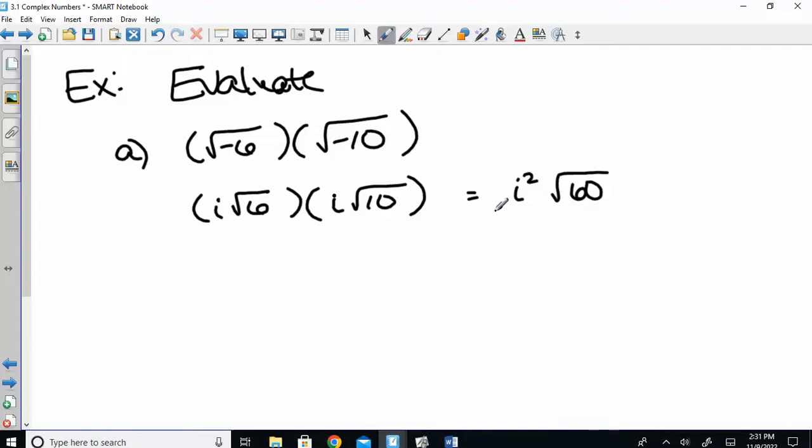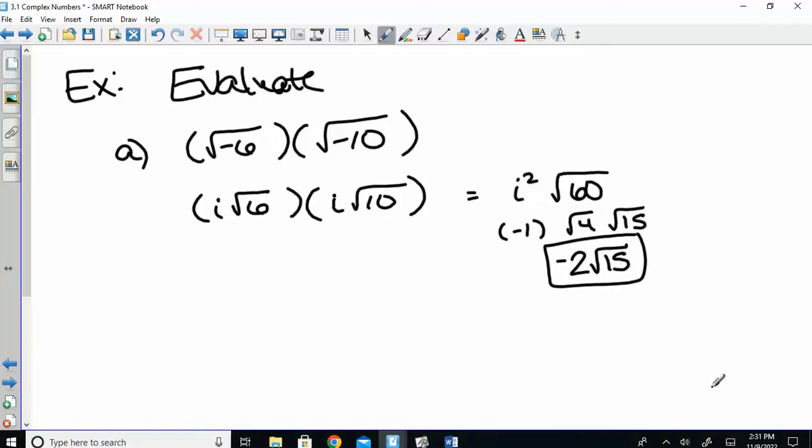Can you break down 60? Do you have 2 times 15? So square root of 4 is 2, so we get negative 2 radical 15. That was less painful. Not too bad? Pretty good.